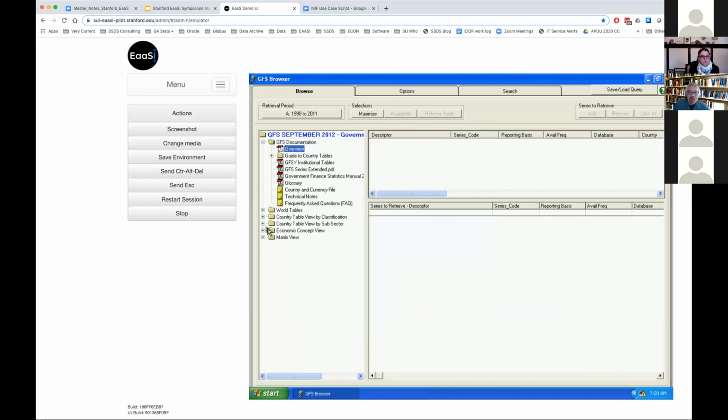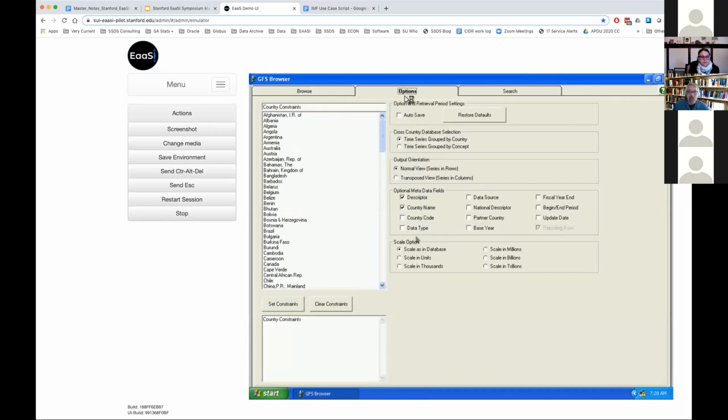And then I'm going to go up here to the options, because the options is another thing that a user would do to customize their search interface. So let's say, rather than getting every single country when I'm looking at time series data, I want to restrict my searches to Canada and the United States. So basically I would do the classic control click and set the constraints. And now you see it's restricted when I search or browse to Canada or the United States.